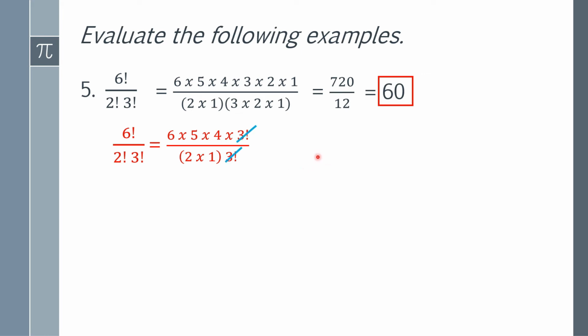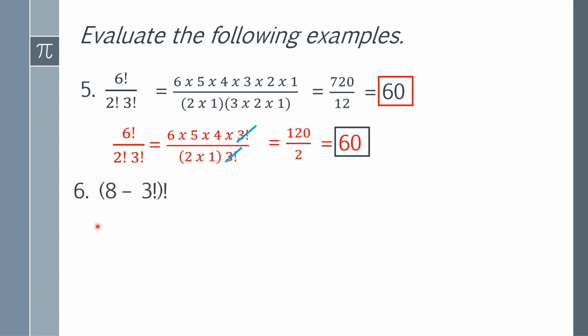So we will have this one. What is left on top, or the numerator, is 6 times 5 times 4. And then in the denominator, we have 2 times 1, which will give us 120 divided by 2. And 120 divided by 2 is simply 60. And that is our answer.